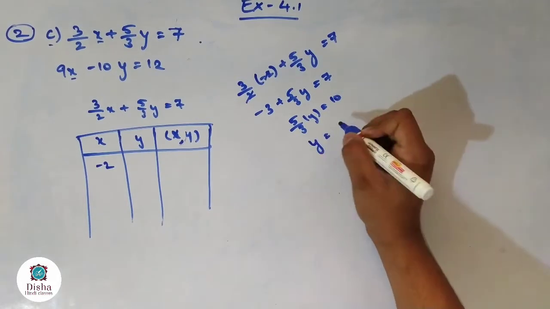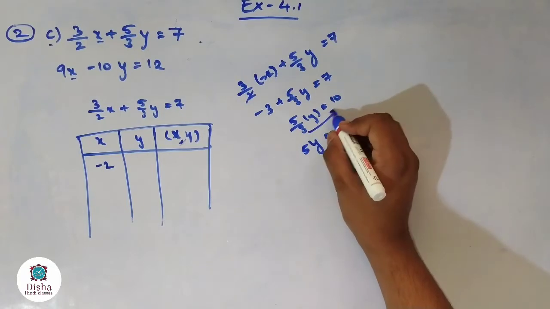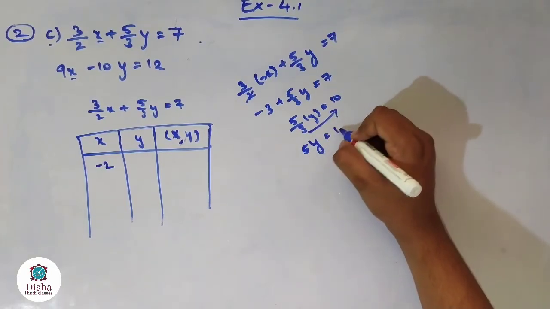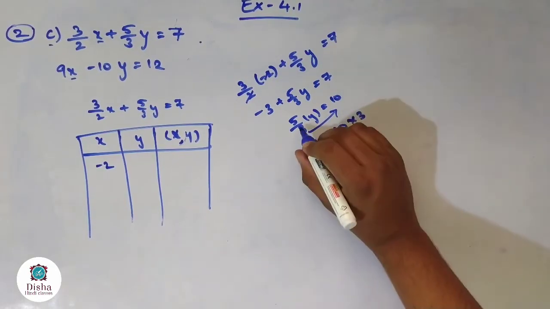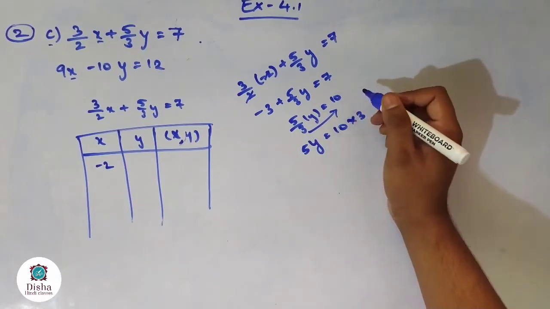So y equals to, let us take first 5y equals, this 3 will be sent to the RHS. What will it become? 10 into 3. Here it is in division. If it goes to the RHS, it will become multiplication.